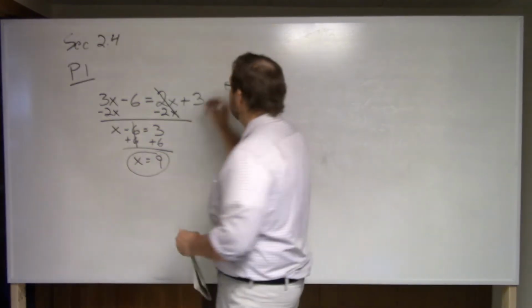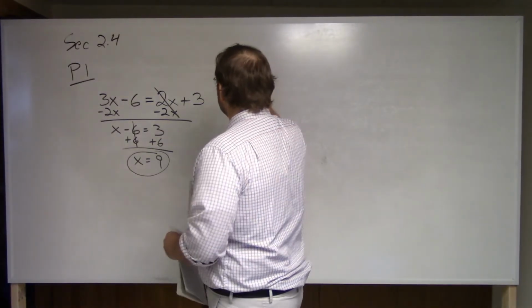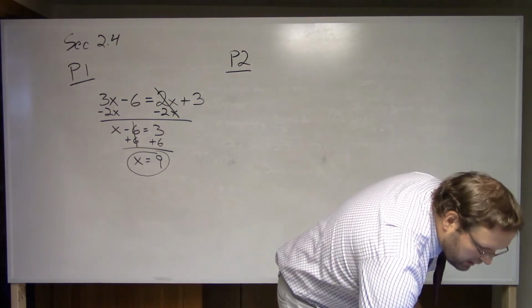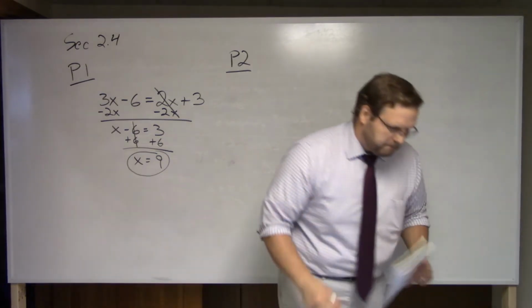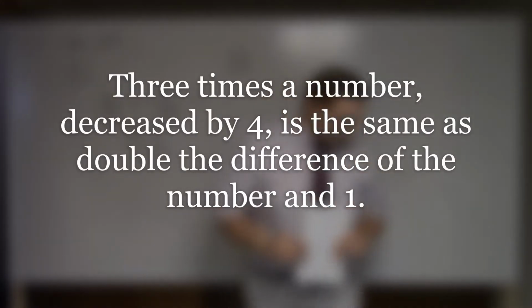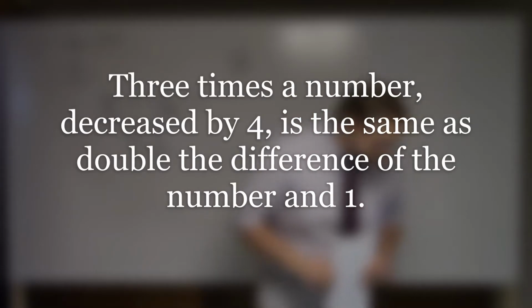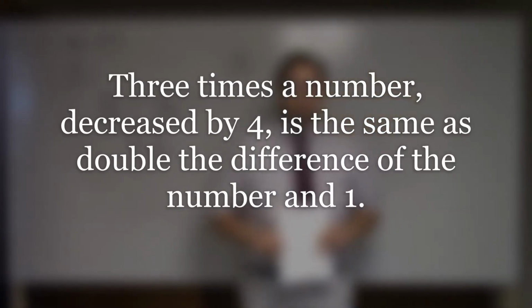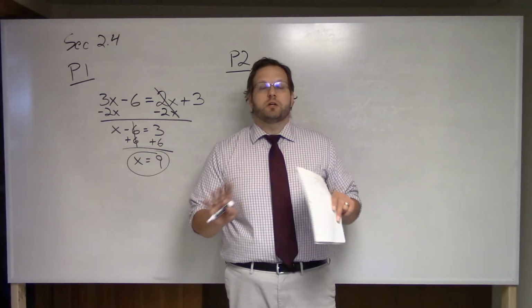Let's go on to practice 2. Practice 2 can be found also on page 107 on the bottom. And it reads, 3 times a number decreased by 4 is the same as double the difference of the number and 1. Again, I just want to know what we're talking about.